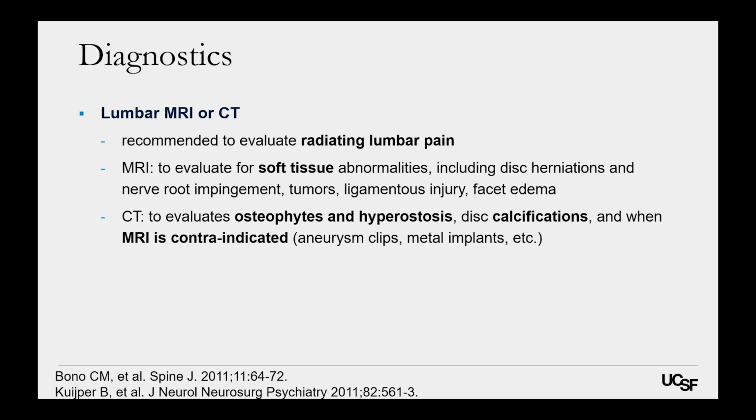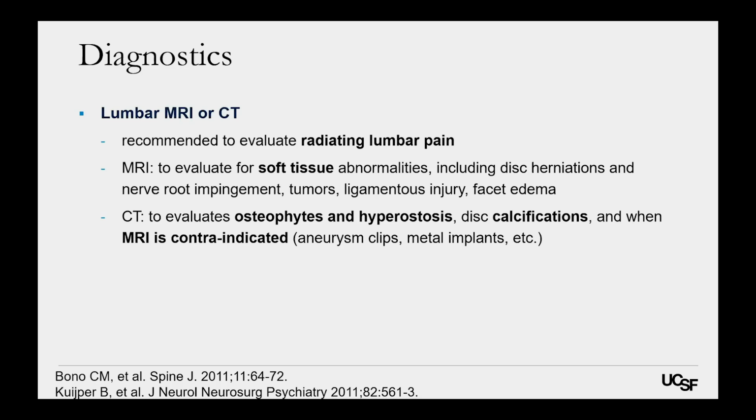Lumbar MRI or CT is considered advanced imaging. And so it's often used when we're looking at not just axial lumbar pain, but pain that radiates down the legs. MRI is used very effectively to evaluate for soft tissue abnormalities, including the disc and nerve roots. It can also find other red flag abnormalities such as tumors. And it allows some evaluation of how active inflammation might be.